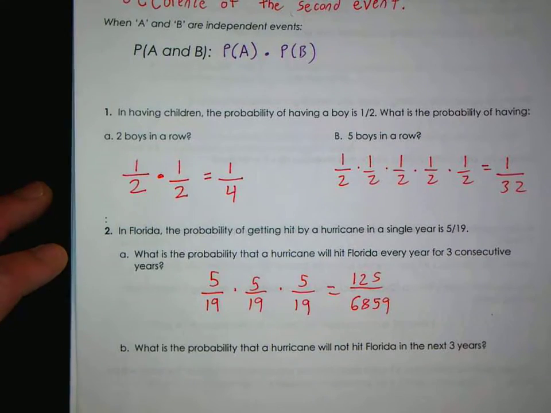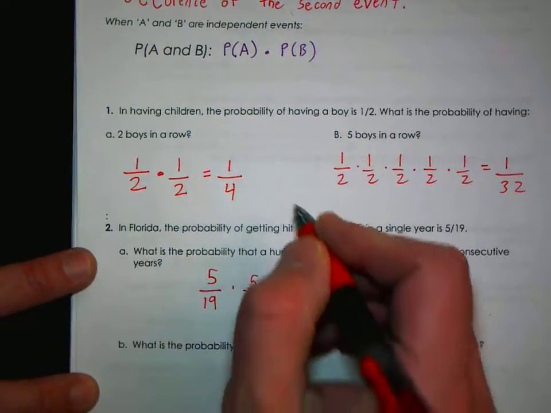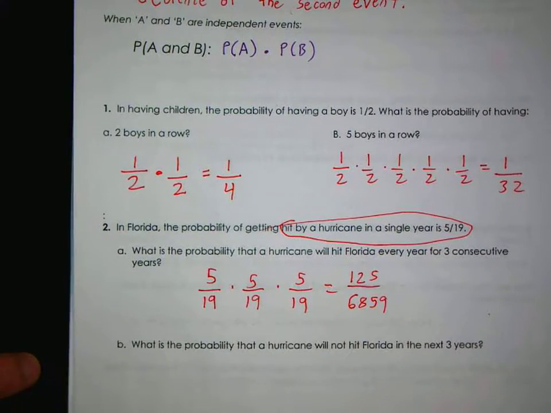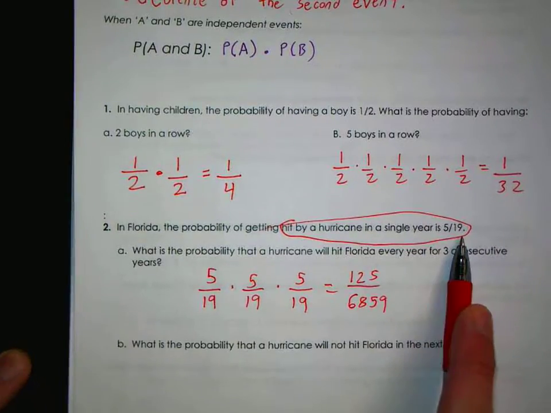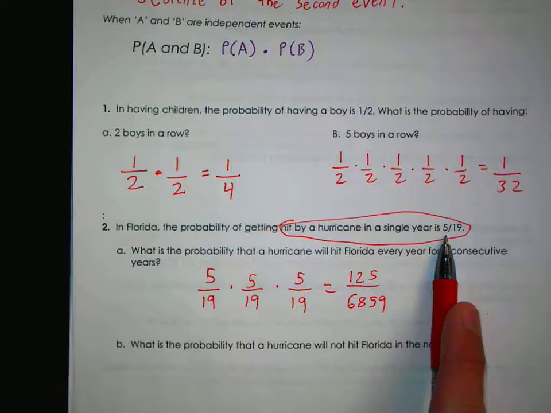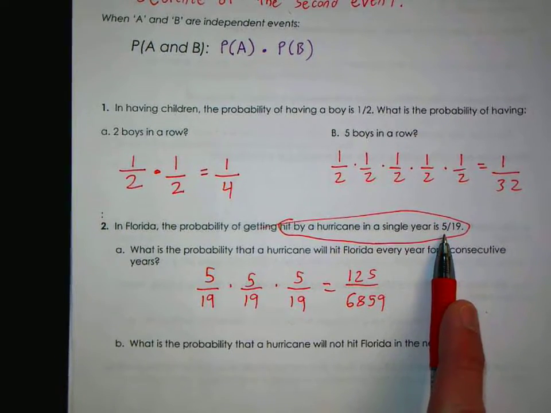So what's the probability that a hurricane will not hit Florida? Well, to hit Florida, 5/19. So not hit Florida, we learned yesterday the probability of something and not always adds to 1, right? So out of 19 years, the hurricane will hit 5 of those years, implying it doesn't hit 14 of those years. Does that make sense?